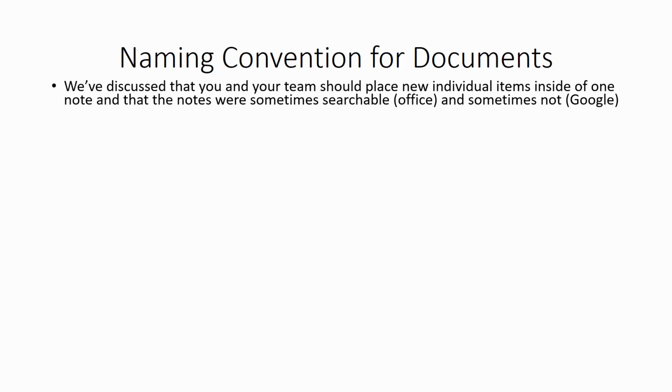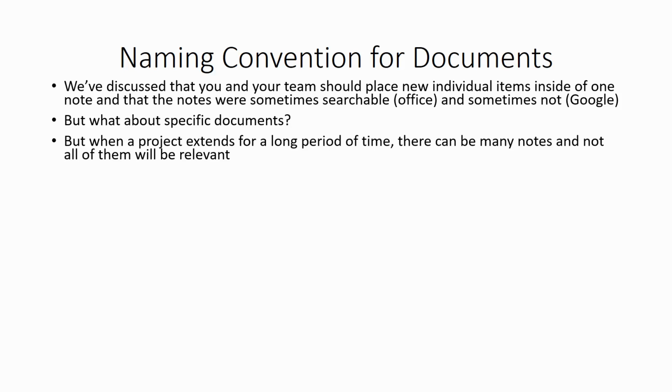Now we've already discussed the fact that you and your team should place individual items inside of one particular note, and that those notes were sometimes searchable in the case of an Office document and sometimes they weren't in the case of a Google document. But now, how should you classify those specific documents within the actual note? This is important because when a project extends for a long period of time, you can have a lot of notes and not all of them will be relevant, and it can actually clog the search when you're trying to find something specific.